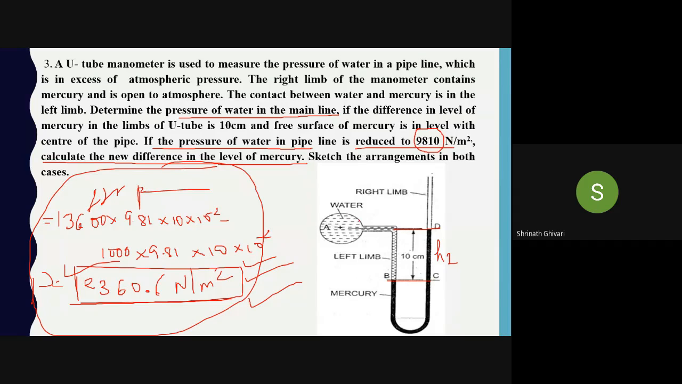Now tell me, if I reduce the pressure of water in this, what will happen? Whether there will be a rise or a fall in the left limb. Fall in the left limb. Rise. Why? Because what will happen if I reduce the pressure from 12,360 to 9,810? The pressure is getting reduced, right? If the pressure in the water gets reduced, what will happen? This will start pushing the water outside, no? Yes, sir. So what will happen in the left limb? Whether the water will rise or fall? Does the left limb rise or fall?